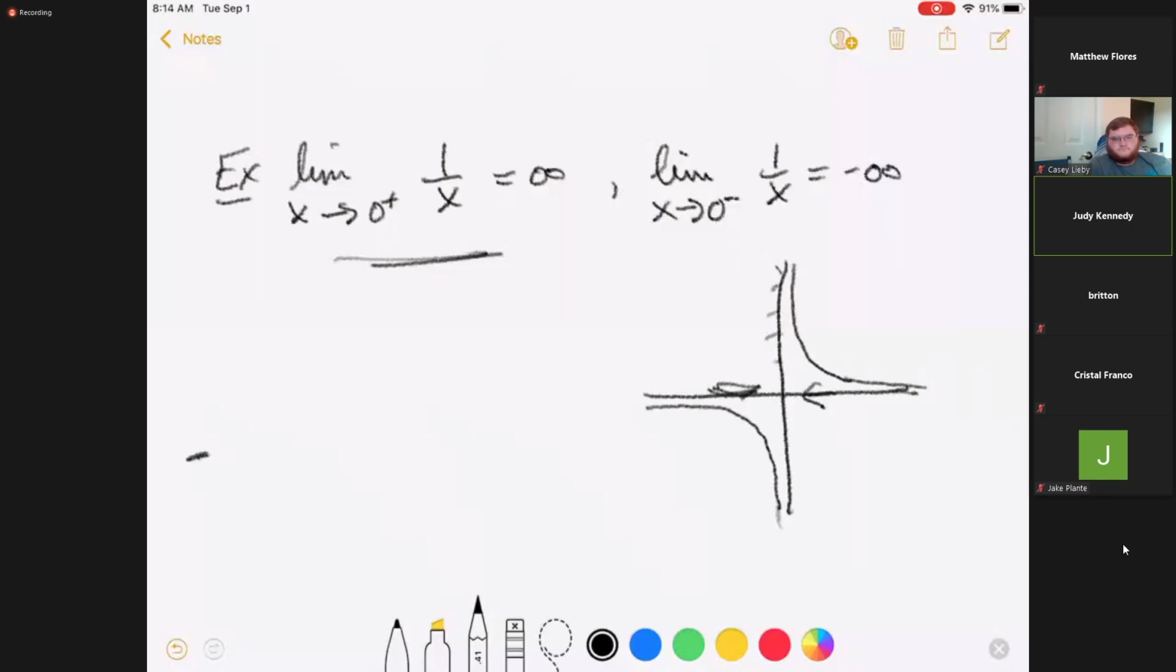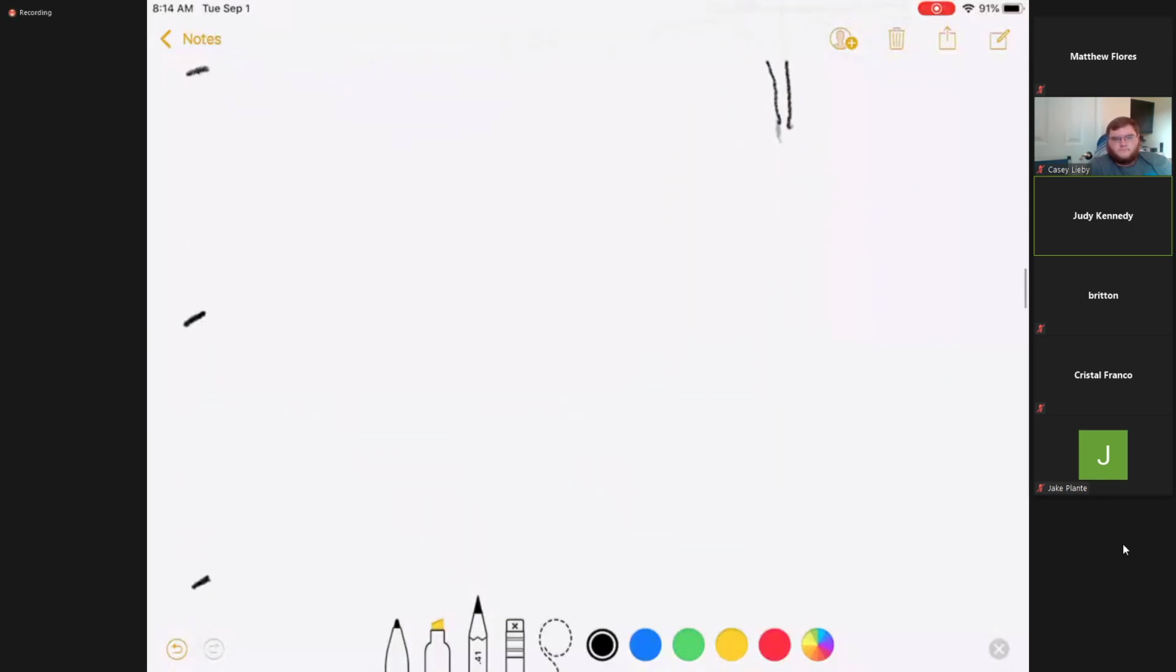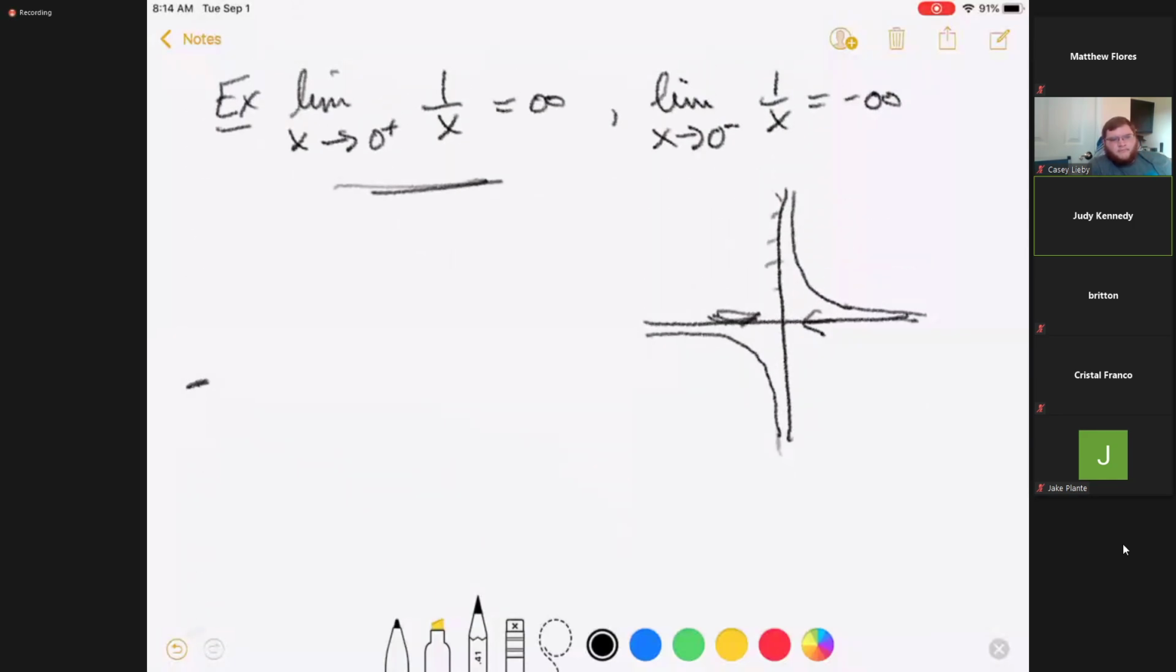Okay. There are other ways a limit can fail to exist. This just kind of narrows it down. And this function 1 over x has a vertical asymptote at 0.